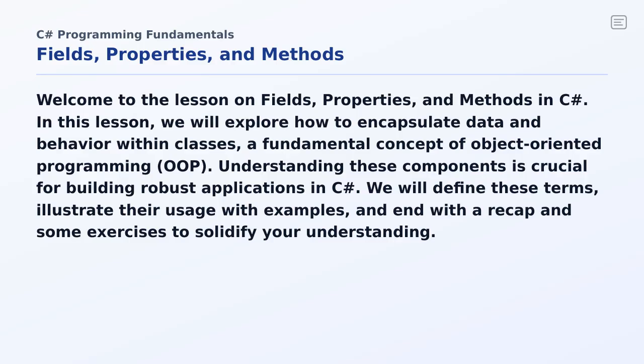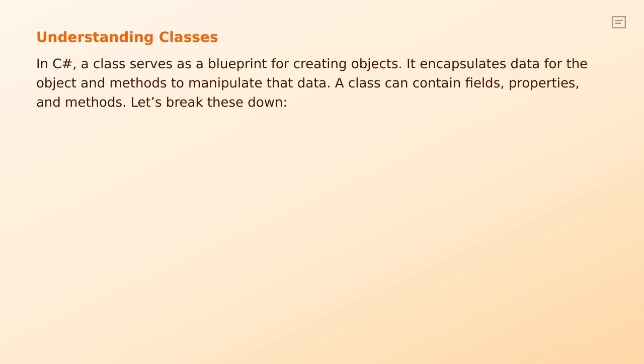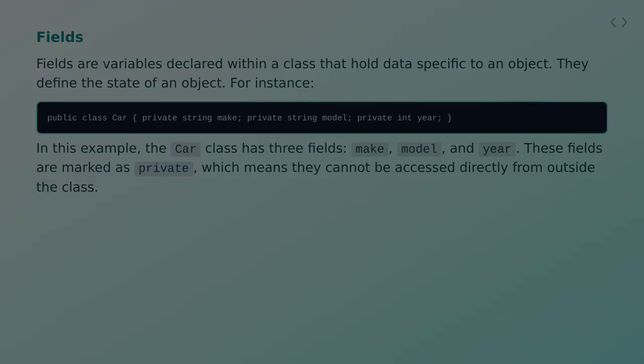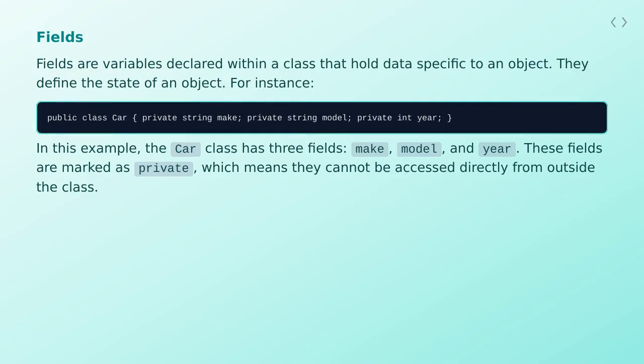your understanding. Now we're on understanding classes. In C#, a class serves as a blueprint for creating objects. It encapsulates data for the object and methods to manipulate that data. A class can contain fields, properties, and methods. Let's break these down. Fields are variables declared within a class that hold data specific to an object. They define the state of an object.